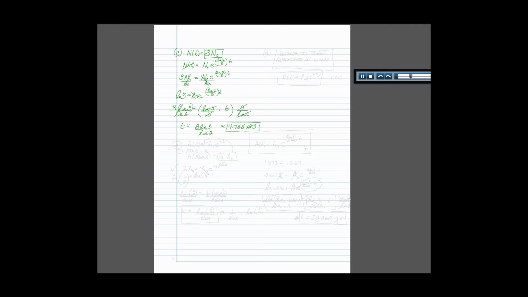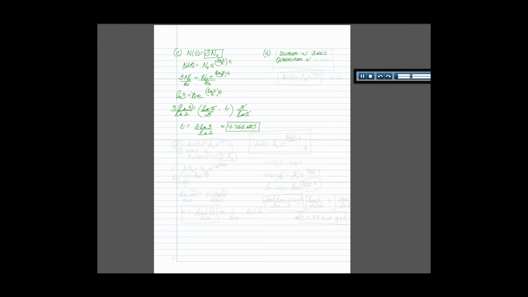So it's just a bunch of manipulations. Don't get flustered by this. D, how long will it take for the population to double a second time? In other words, increase to 4 times. Well, if you go back to A, it says it doubles in 3 hours.